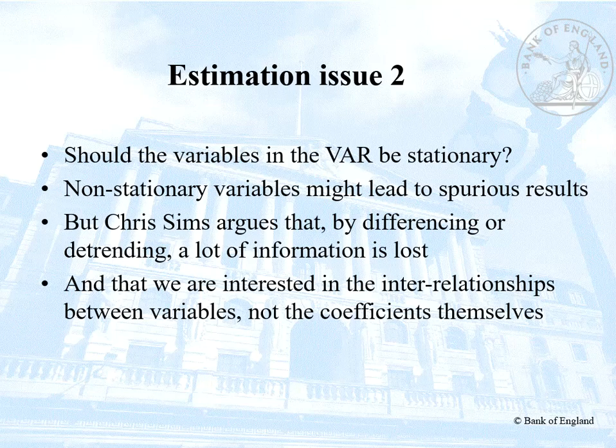Actually, it is yes or no. Non-stationary variables might lead to spurious results, but Chris Sims argues that by differencing or detrending, a lot of information is lost, and that we are interested in the interrelationships between the variables, not the coefficients themselves. Therefore, we can use non-stationary variables if the only thing that interests us is to get an impulse response to the shocks. But if we really want to get accurate coefficients, then we may need to use all stationary variables.